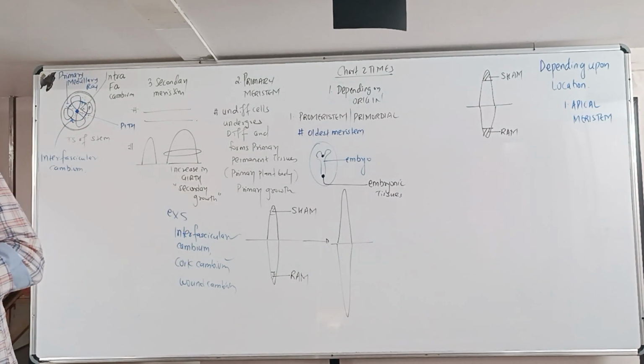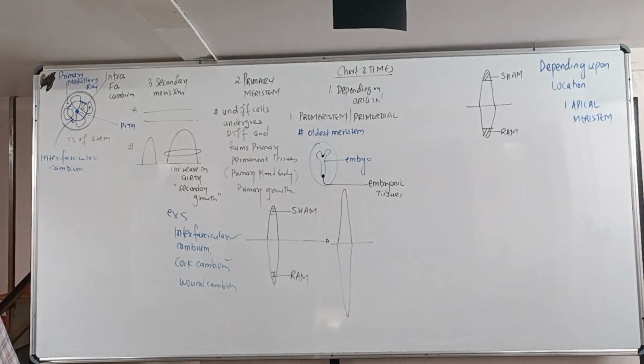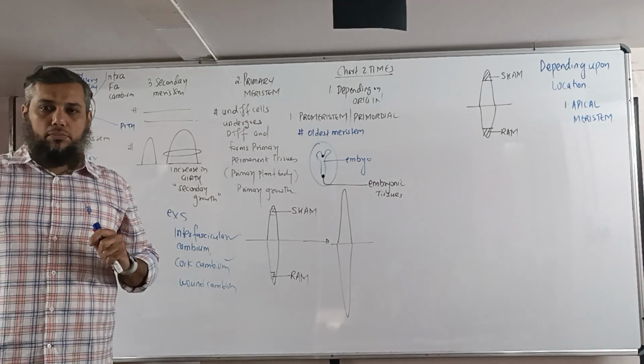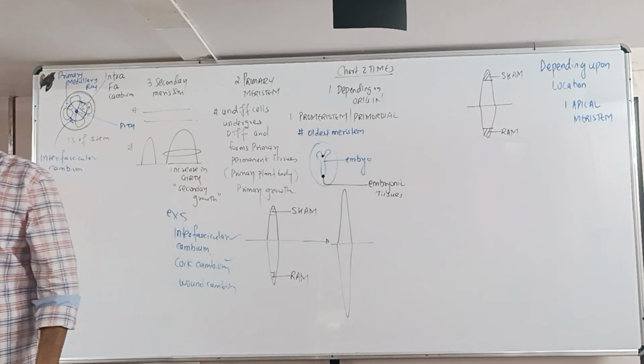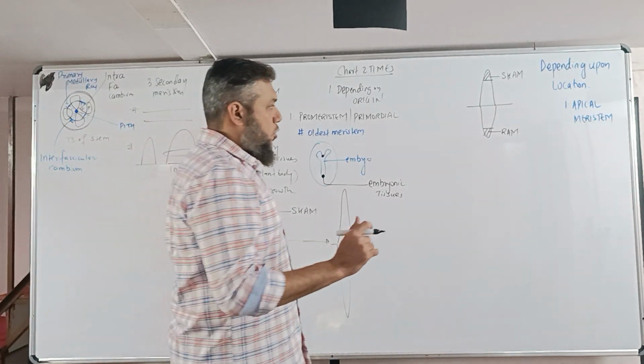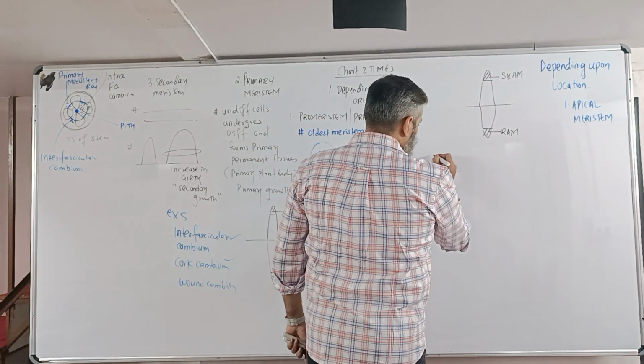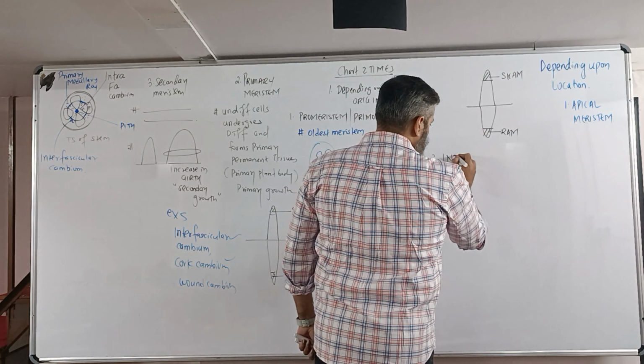So depending upon your gender, you are male, and depending upon your nationality, you are Indian. So Ram and Sham, you are apical based upon your location, and you are primary, based upon your origin. Should I proceed further? Yes, sir. The second is which type, children?